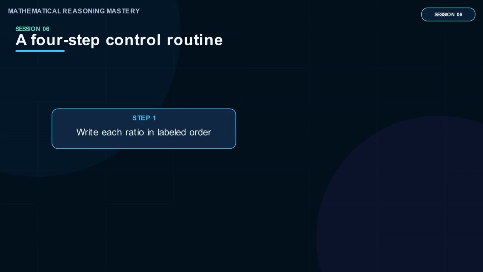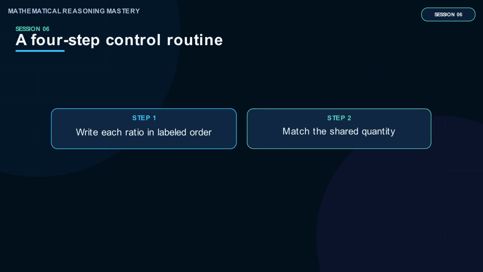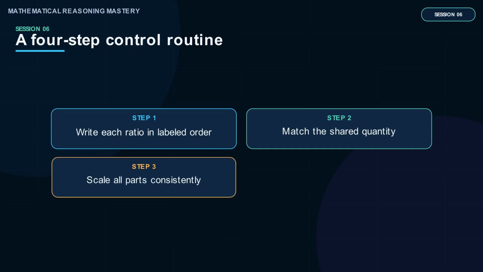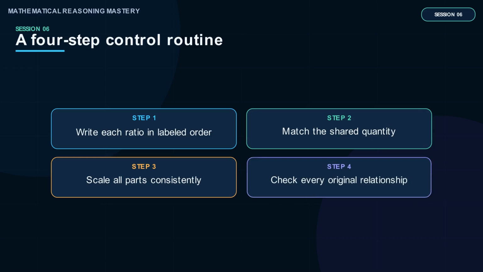Step 1. Write each ratio in labeled order. State the target and preserve its units or conditions. Step 2. Match the shared quantity. Use a separate line so signs, factors, and labels remain visible. Step 3. Scale all parts consistently. Keep the reasoning efficient, but never skip an operation that could hide an error. Step 4. Check every original relationship. Verification is part of the solution because it tests the answer from another direction.